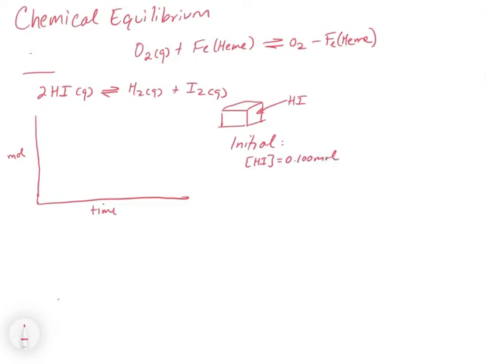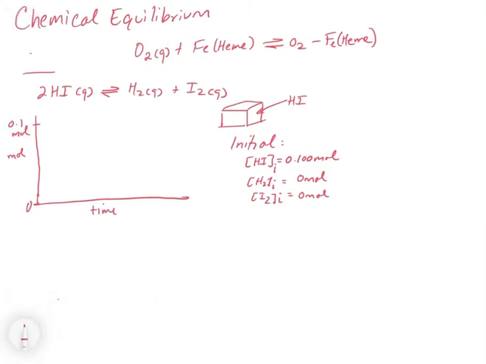So we're going to start initially with 0.100 moles of HI, and we're not going to have any H2 or I2 initially. We're just going to start this with some HI, and we're going to let it decompose. So we're going to start with 0 moles of H2 and 0 moles of I2. If we put some units on here, we can get some scale for the reaction.